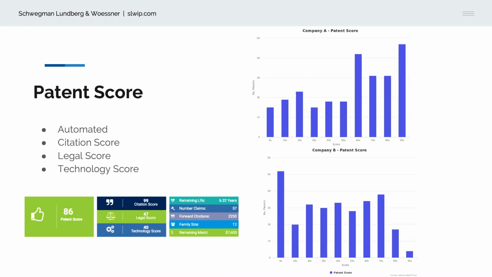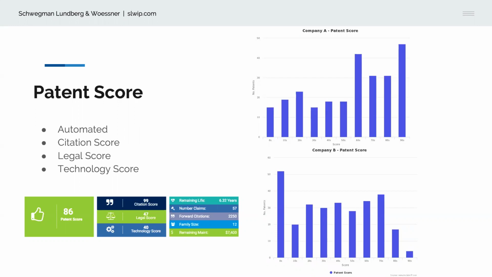But if we get a question from a client like, what are the top patents in our portfolio, and we haven't looked at it in a while, this would be a good place to go and run that portfolio through this tool and see what spits out, and then use that as a starting point.